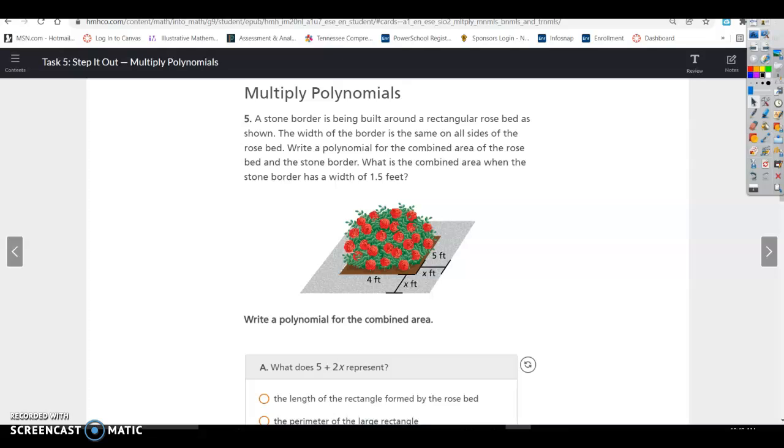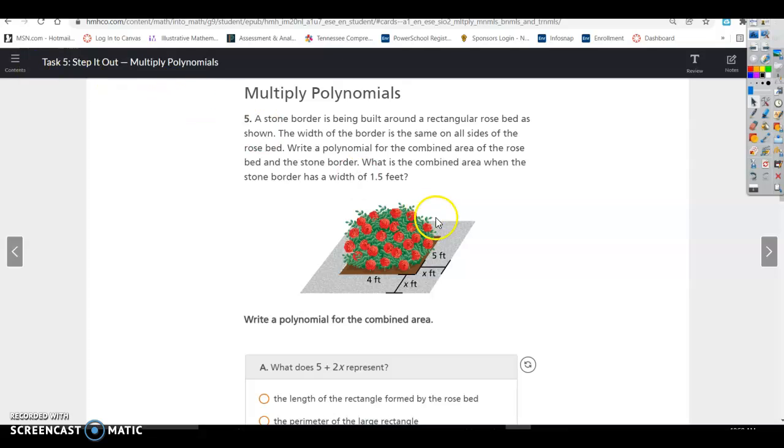Lesson 15.2, Task 5. Multiply polynomials. A stone border is being built around a rectangular rose bed as shown. The width of the border is the same on all sides of the rose bed. Write a polynomial for the combined area of the rose bed and the stone border. What is the combined area when the stone border has a width of 1.5 feet?